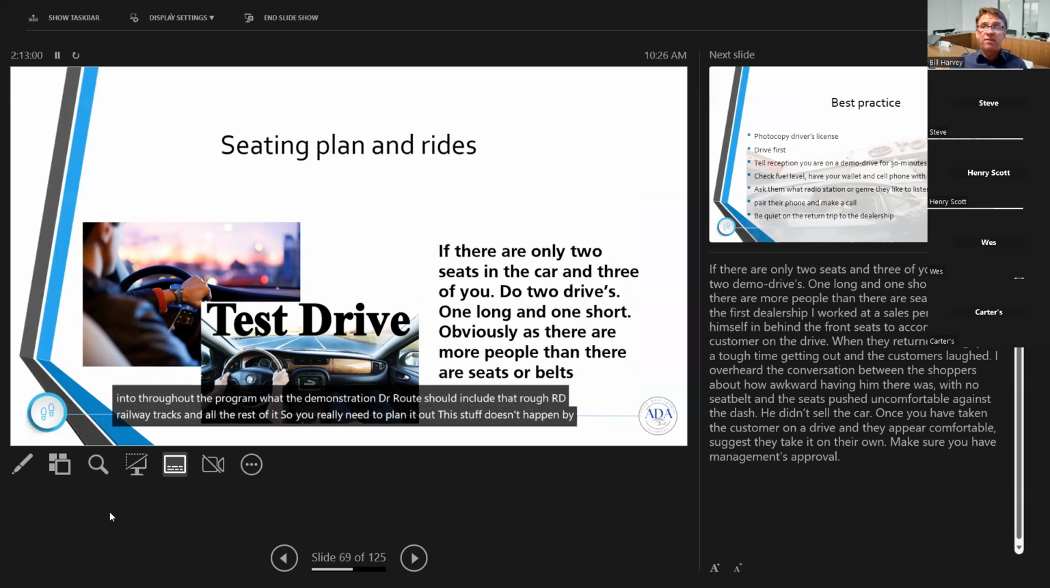That's why you never let a driver or a couple just drive off all on their own, saying, you know, take it for as long as you want. If there are 2 seats and 3 of you, you want to facilitate 2 demonstration drives, one long, one short. Obviously, there are more people than there are seat belts, and that's a safety concern.